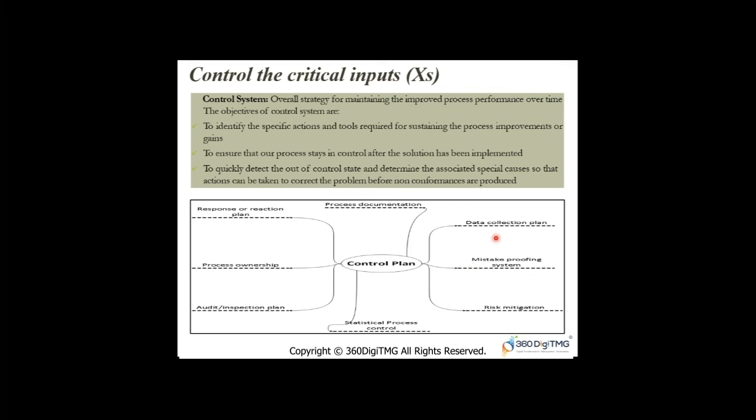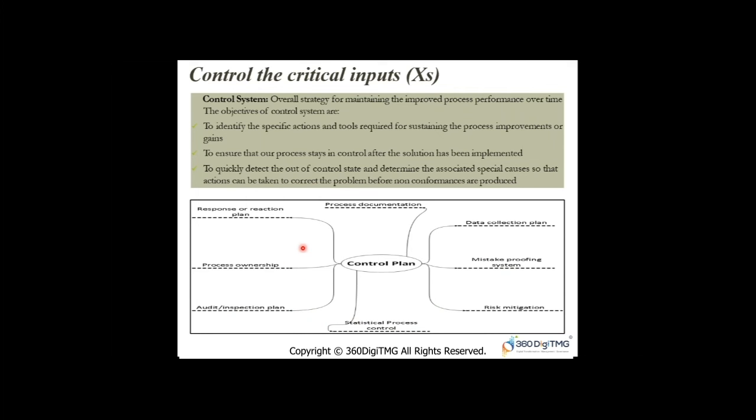If mistake proofing is not possible, then we'll come up with statistical process control as part of your control chart. That is the next best solution. The first best solution is mistake proofing. Do not let people make mistakes even if they want to. Right. The next best solution is statistical process control using your control charts. If that is also not possible, probably you'll resort to conducting audits or inspection. By the way, that is the least preferred.